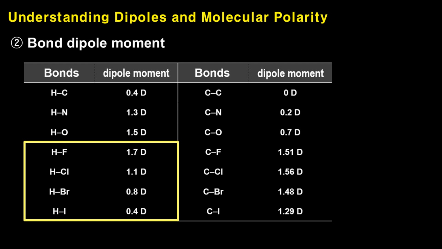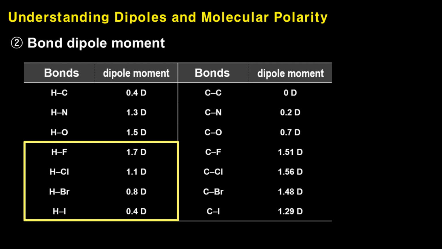Now, let's take a closer look at the halogen bonds, specifically H-X and C-X, where X stands for a halogen atom like fluorine, chlorine, bromine, or iodine. We're looking to spot some trends in their dipole moments, starting with the hydrogen-halogen bonds. The dipole moment decreases in the order H-F, HCl, HBr, and HI. Now, this trend is mainly driven by electronegativity. As we move down the halogen group, from fluorine to iodine, the electronegativity drops off pretty significantly. That means less charge separation and weaker polarity in the bond.